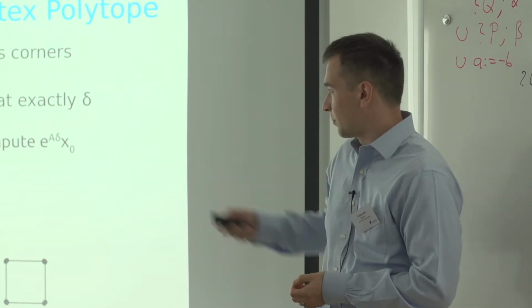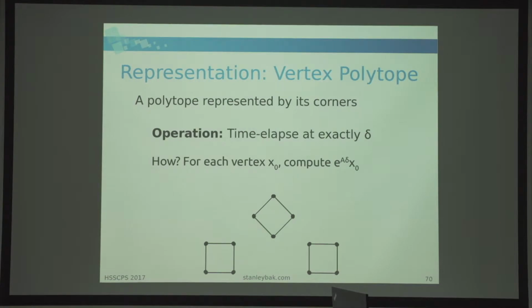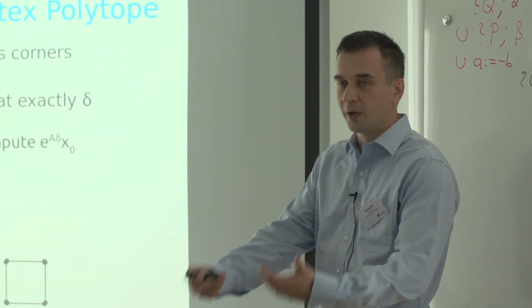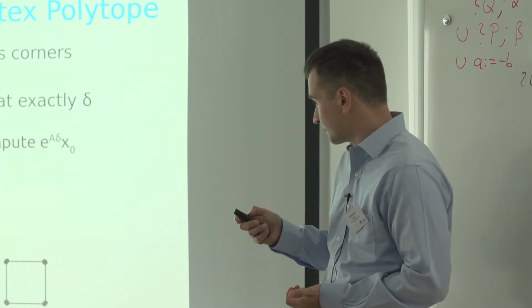The time elapse operation, how do you compute that? For a vertex polytope, it's pretty simple. You take every vertex, and you compute e to the A delta times that vertex. So this vertex becomes this one, this one becomes this one, this one becomes this one, and now you have a new vertex polytope. That's the time-evolved vertex polytope.